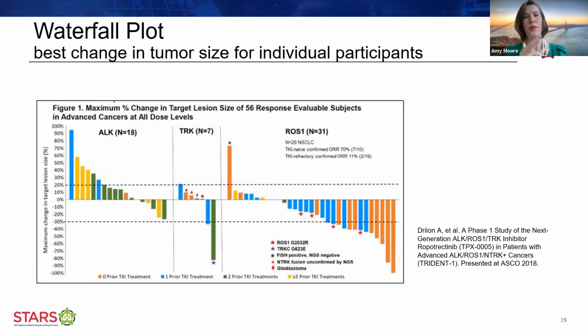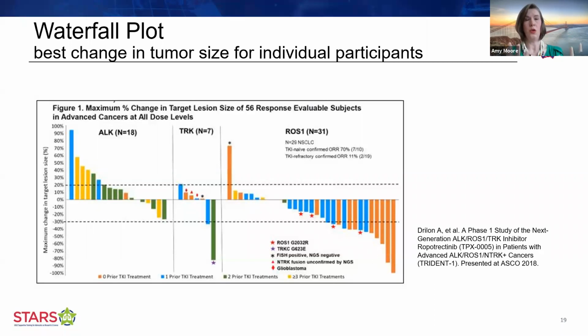Again, this looks very intimidating and confusing because there's a lot going on, lots of lines and colors, but your graph is your friend because it helps you interpret what all that means. Here we're looking at the title, Figure 1, maximum percent change in target lesion size of 56 response evaluable subjects in advanced cancers at all dose levels. Again, the y-axis is that 100% increase down to 100% decrease. Now we see our hashed lines representing the plus 20 and minus 30 mark for our RECIST criteria. And at the bottom, it tells us what all these colors mean.